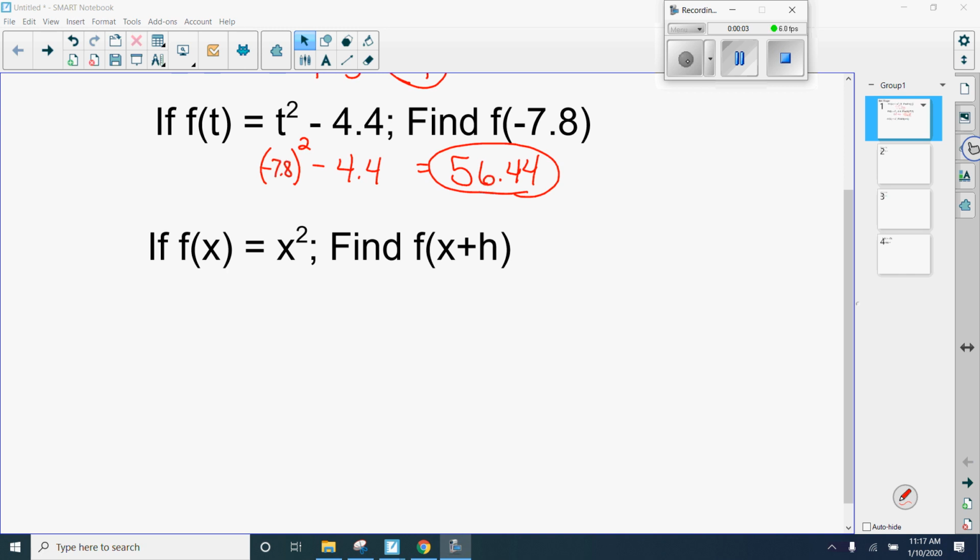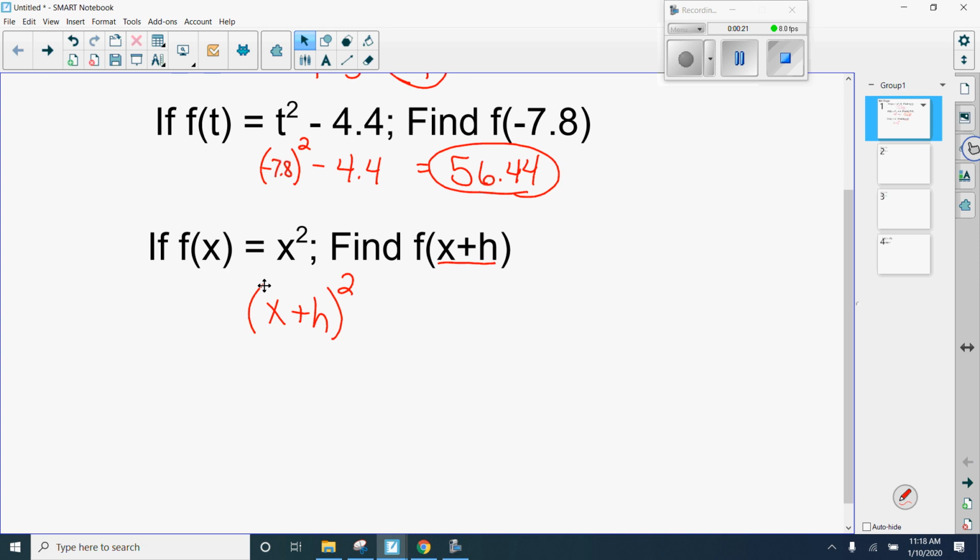All right, so you're going to put parentheses for the variable, and you square it. What goes inside those parentheses? X plus h is inside the parentheses. Too many times I see x squared plus h. Now, what is x plus h squared?